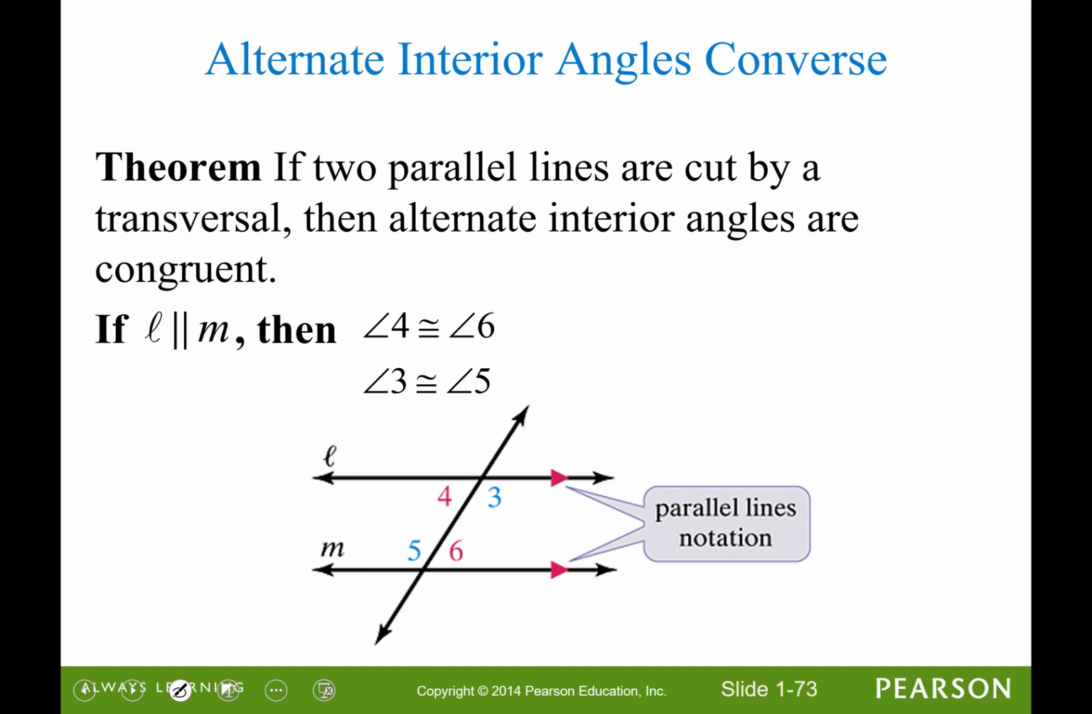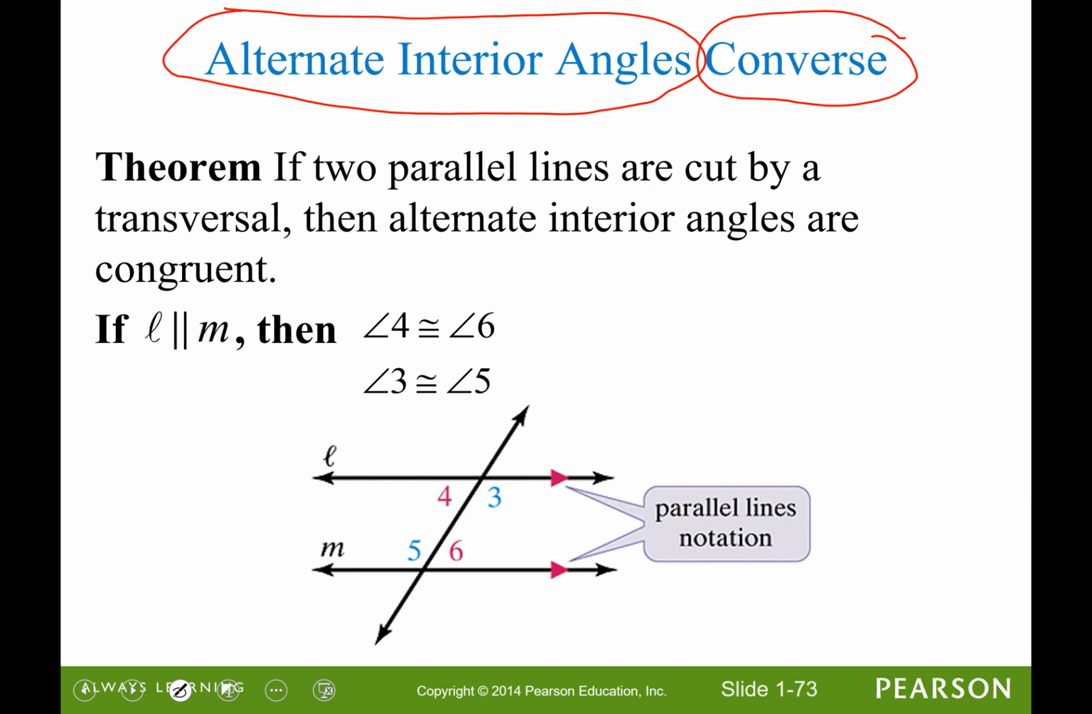All right, in the last section we looked at the theorem called the alternate interior angles theorem. That was the theorem that said if you can find two alternate interior angles that are congruent, then you could say that the lines are parallel. Now this theorem here is the converse of that. You're going to want to keep the two straight because when you're justifying a step in a proof, sometimes it'll be the alternate interior angles theorem, but sometimes it'll be the alternate interior angles converse of the theorem. All right, so this section is all the converses of the theorems we learned in the last section.